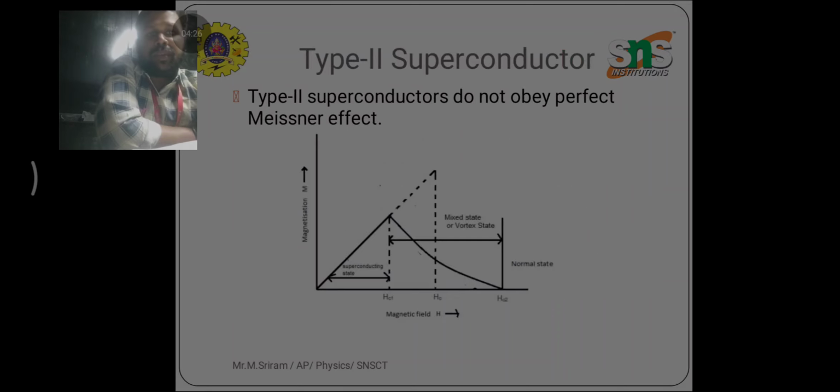And next, type 2 superconductors. In a type 2 superconductor, the magnetic flux starts to penetrate the specimen at the field Hc1, which is lower than the critical field Hc. The specimen is in the mixed state between Hc1 and Hc2, and it retains its superconducting electrical properties up to Hc2. Above Hc2, the specimen is a normal conductor.